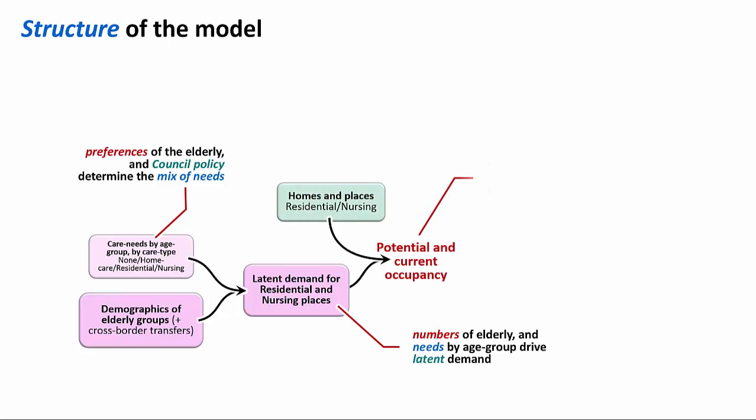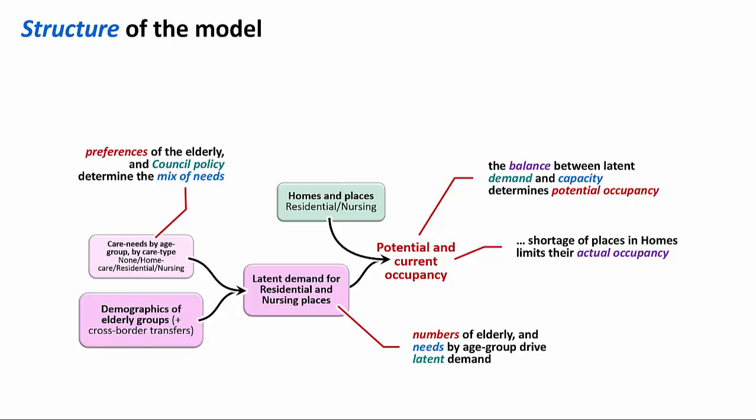If we compare that with the number of homes and places that are available, and we've split that between residential homes and nursing homes, you get an assessment of the potential occupancy for homes and the actual current occupancy of homes. Now, when we say potential occupancy, that simply means that if demand is much higher than the capacity of the homes to supply that demand, then you could have a potential occupancy of over 100%, which would clearly be unrealistic. So it's calculating what that potential might be if there's a shortage of places.